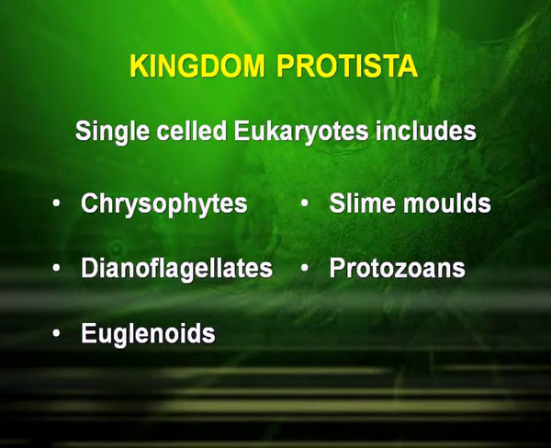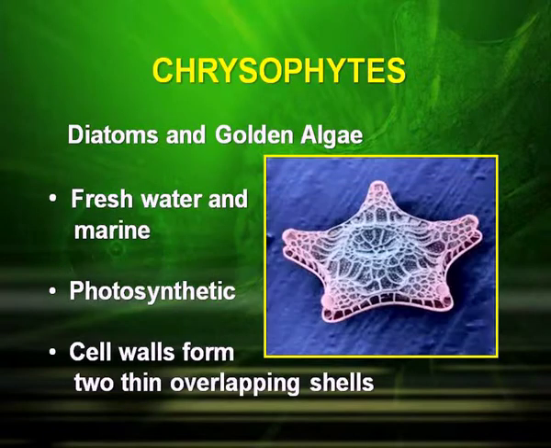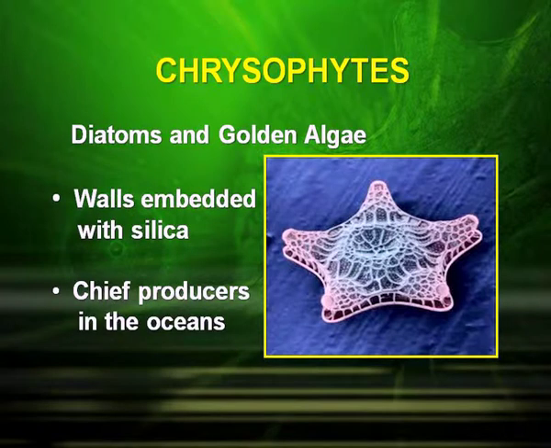Kingdom Protista. They are single-celled eukaryotes, which includes chrysophytes, dinoflagellates, euglenoids, slime molds and protozoans. Chrysophytes. They are the diatoms and golden algae. They are found in fresh water and marine. They are photosynthetic. Cell wall forms two thin overlapping shells. Their walls are embedded with silica. They are the chief producers in the oceans.